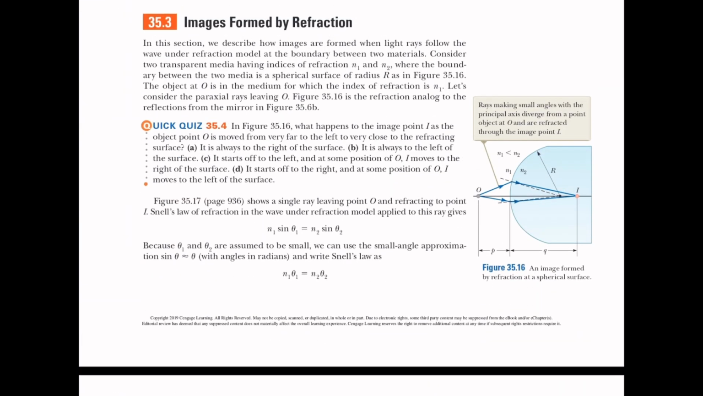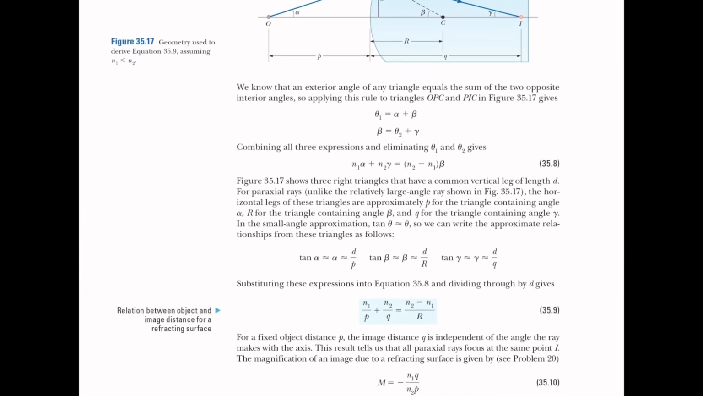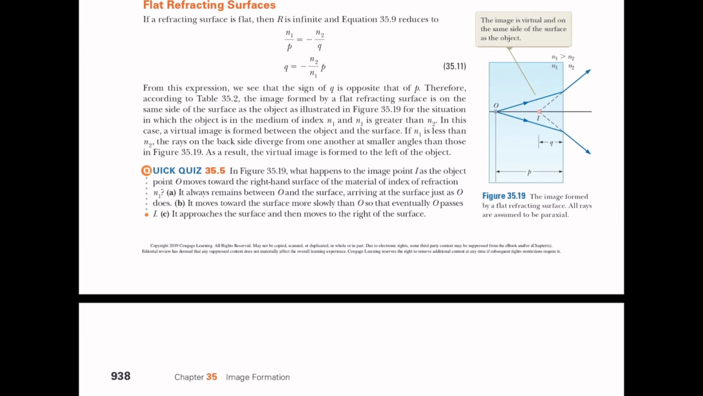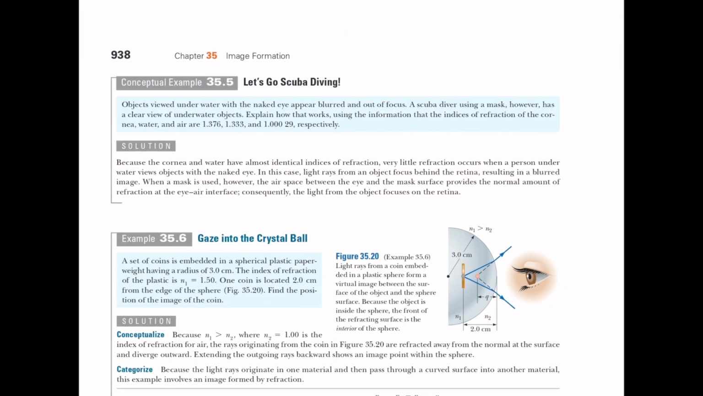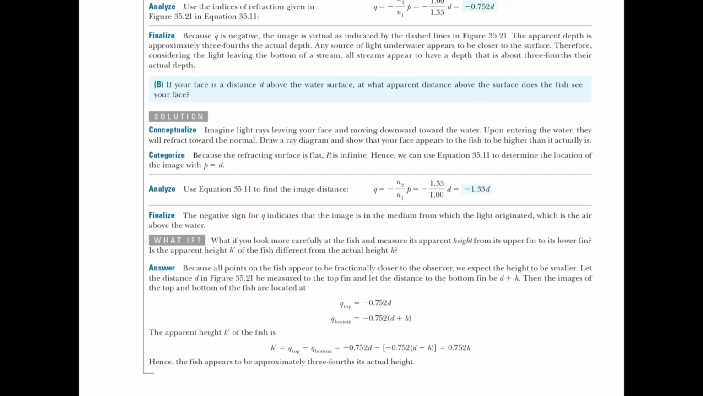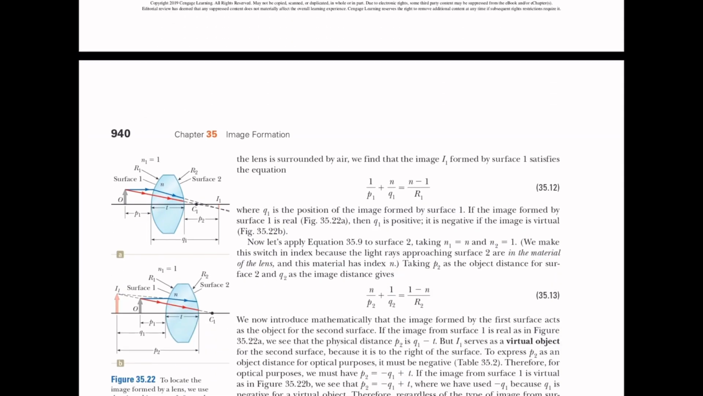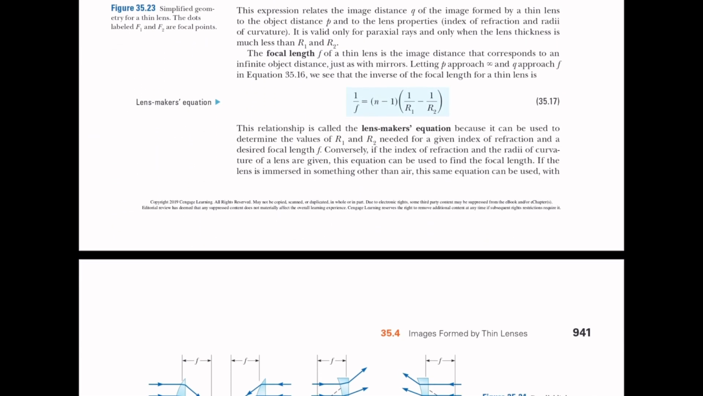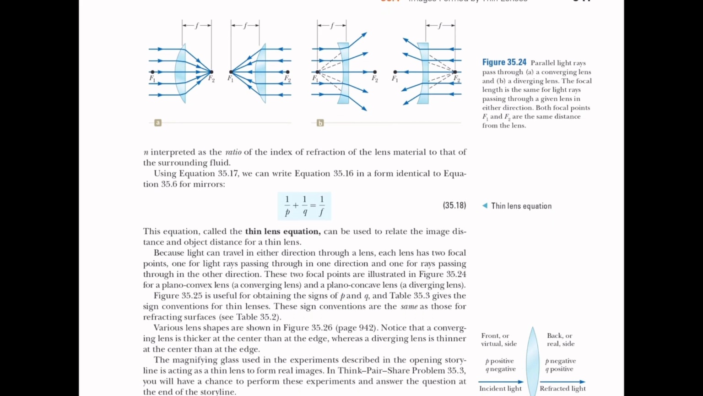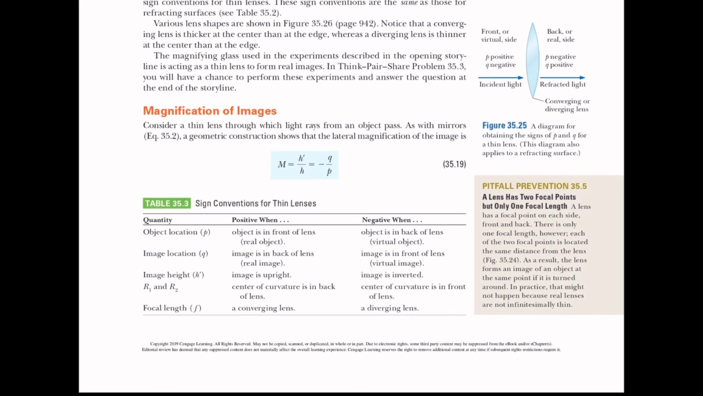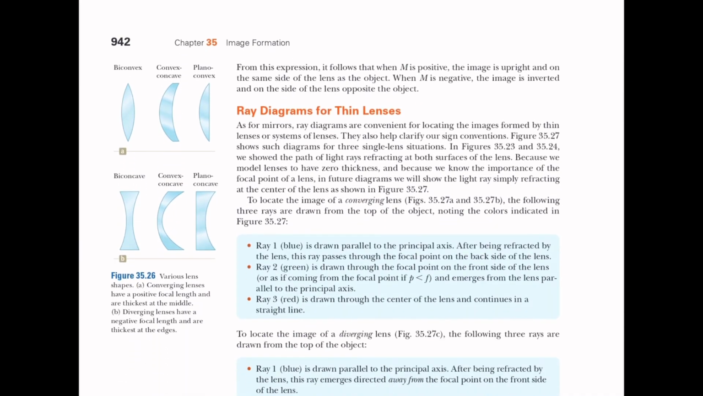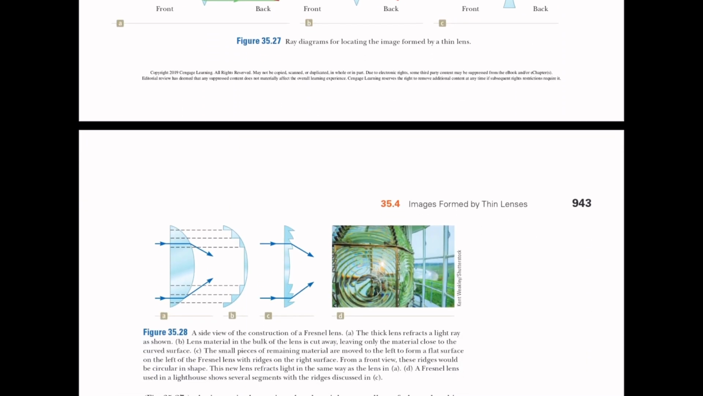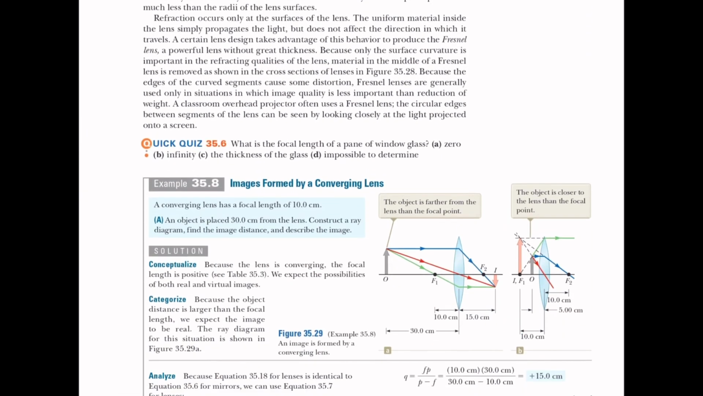Images formed by refraction. To me, this looks kind of exactly the same as the 7th edition, but they could have made some little tiny changes. Some examples. Images formed by thin lenses. Looks to be the same stuff. Lens maker's equation, let's go. Thin lens equation, magnification of images, ray diagram for thin lenses. Here are all these highlighted points that we're going to go deeper into in another video.